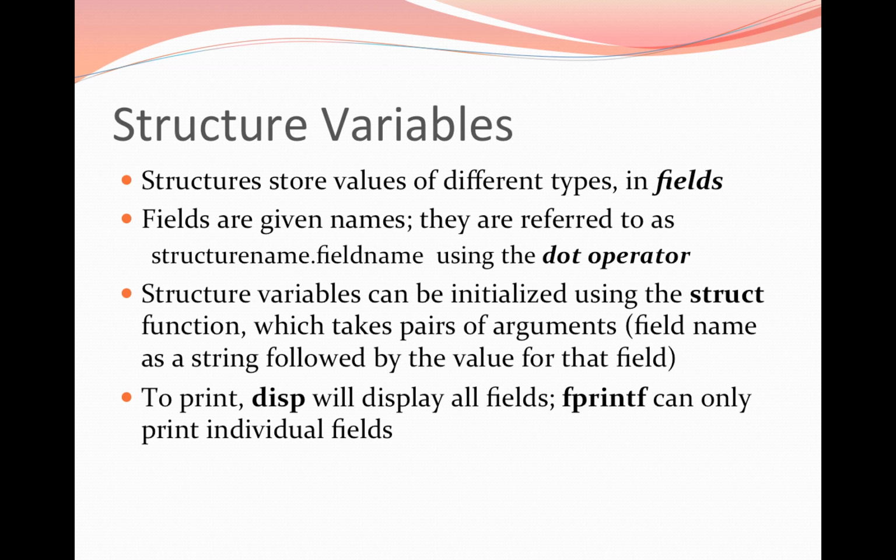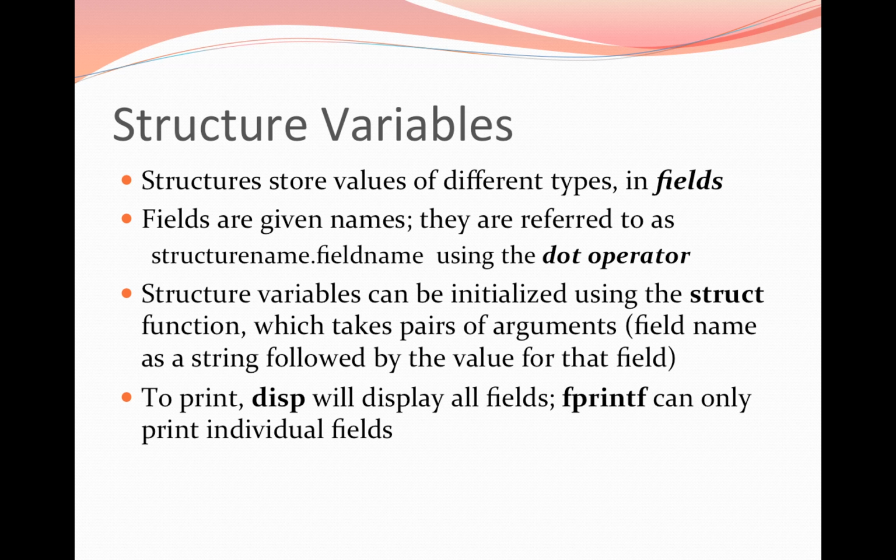Structures are a type of data structure that allow you to store different types of values. With structures, the values are stored in what are called fields. Fields are given names, and they are referred to as the name of the structure variable, dot or period, and then the field name. So we use the dot operator to refer to fields within a structure variable.